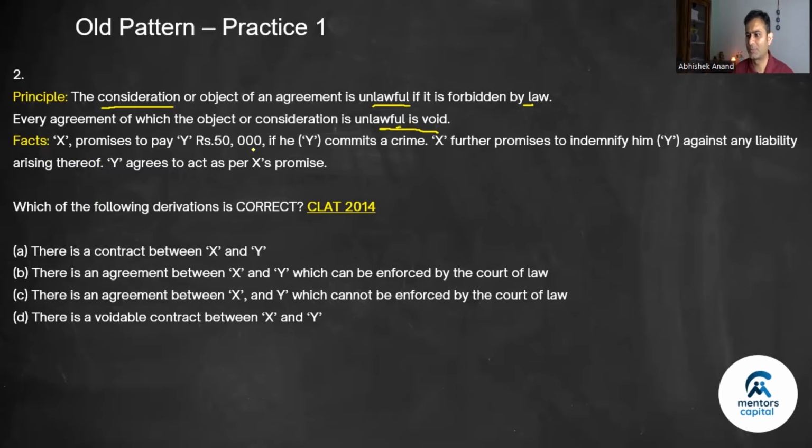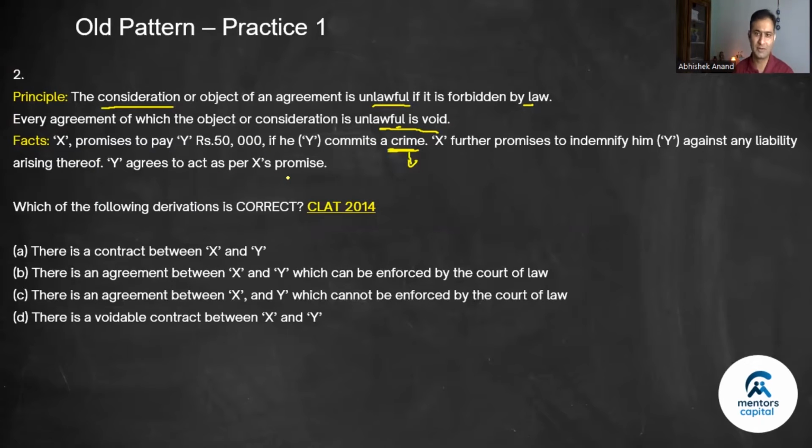X promises to pay rupees 50,000. That's the consideration if Y commits a crime. So now the object is unlawful. So this contract is void. X further promises to indemnify Y against any liability arising thereof. Y agrees to act as per X's promise. So they can enter into an agreement with each other.